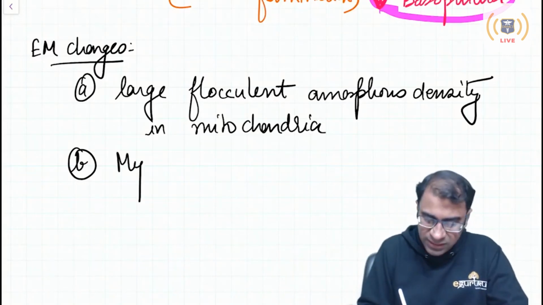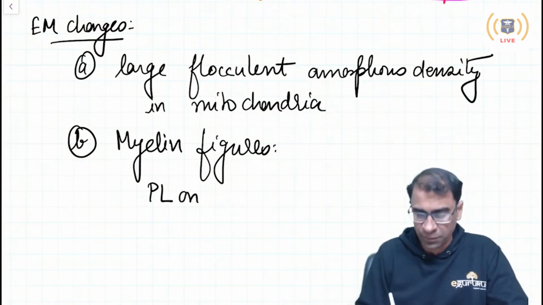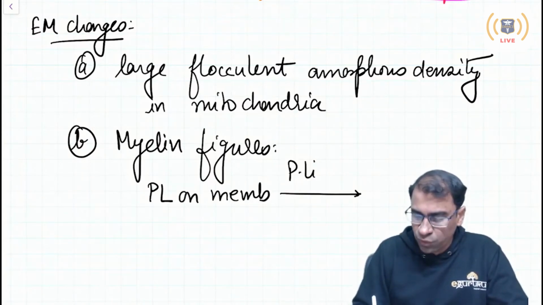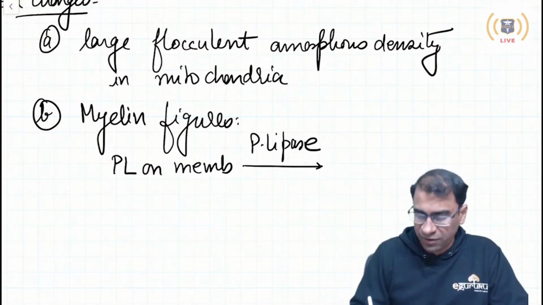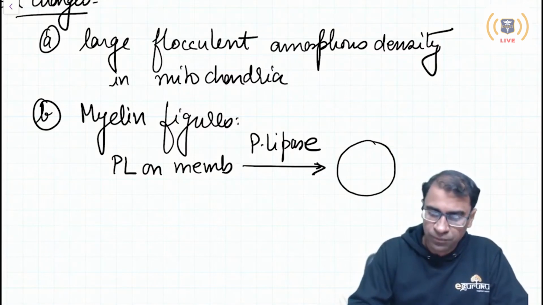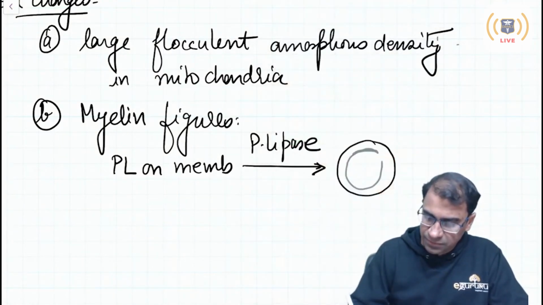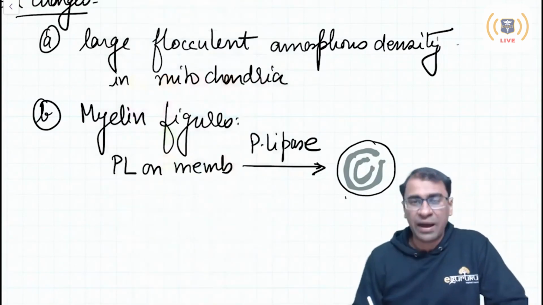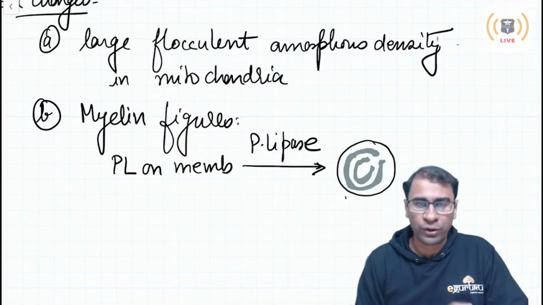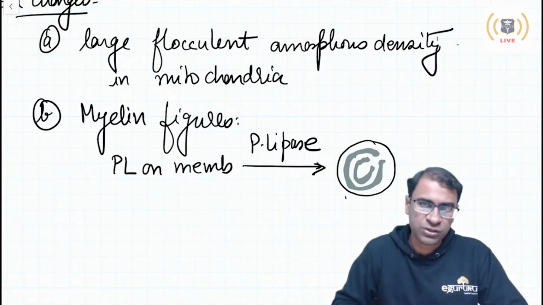Second is something called myelin figures. What are these? All the phospholipid on the membrane, after being acted on by phospholipases, makes phospholipid disintegrated products. They are called myelin figures. Suppose this is a vacuole. Inside the vacuole, you will see these. These are the myelin figures. They actually are laminated deposits of damaged phospholipids. Myelin figures are seen on electron microscopy.